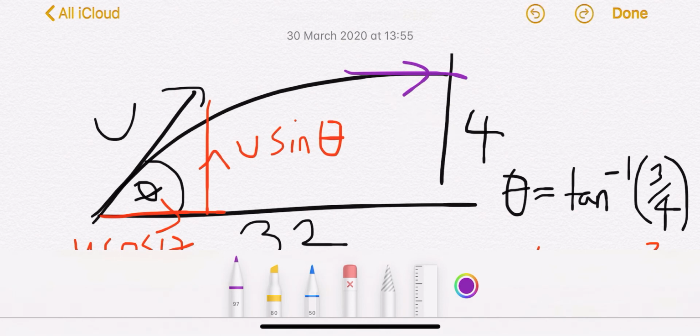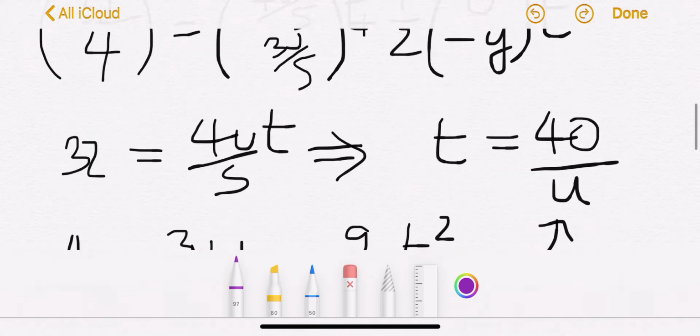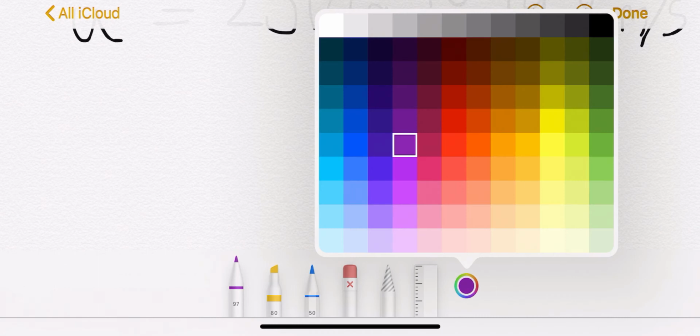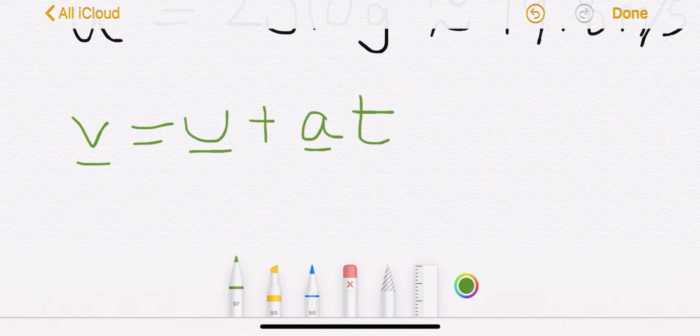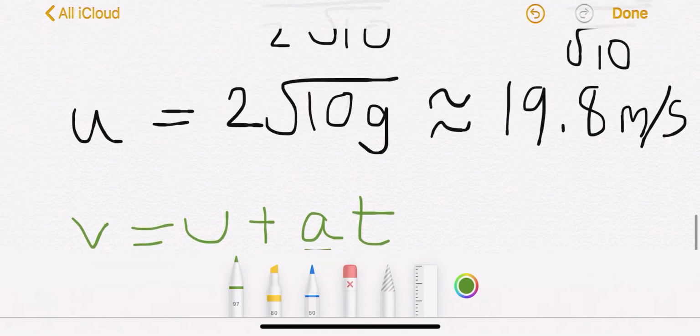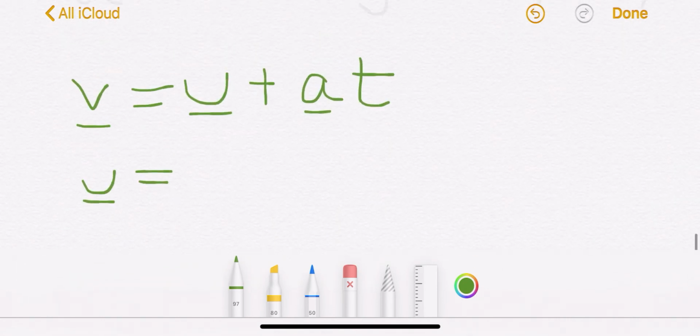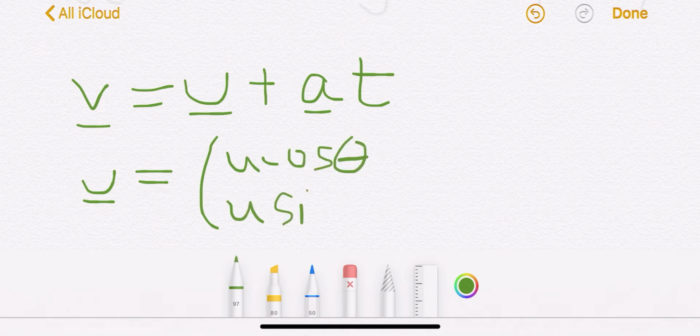But what we do know is we've now found u. So we can go to a different SUVAT equation, because we know a relationship between v and u. We know that v equals u plus at. Well, we do know u. We know that u was equal to u cos theta, u sin theta. But now we know what that is.